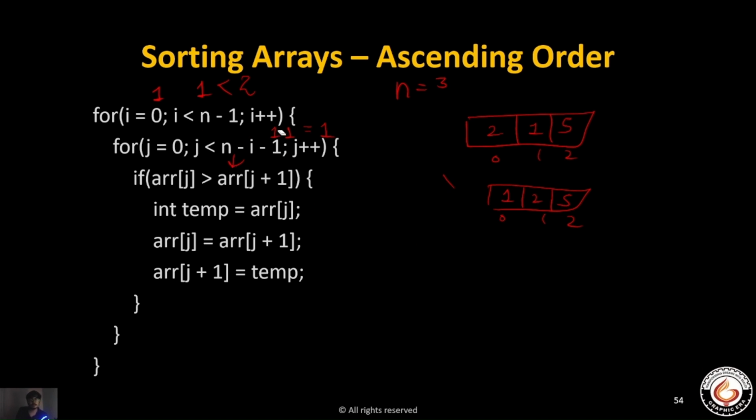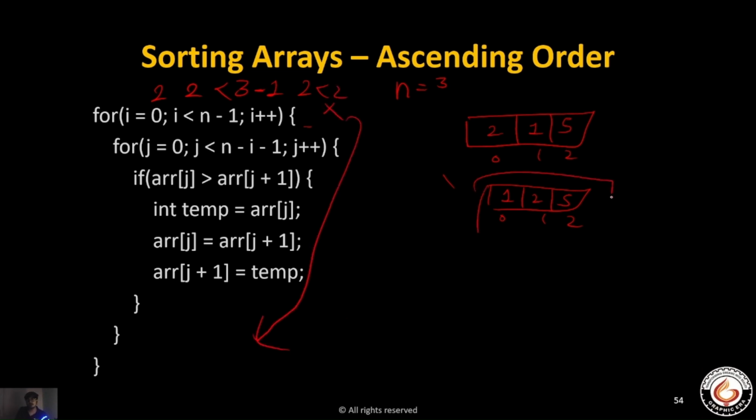Now the value of j will be 1. Is 1 smaller than 1? No, that's not correct, so we will get out of this loop and the value of i will now be 2. Is 2 smaller than 3 minus 1? Is 2 smaller than 2? No, so we will get out of this loop. And now we have an array which is in ascending order.